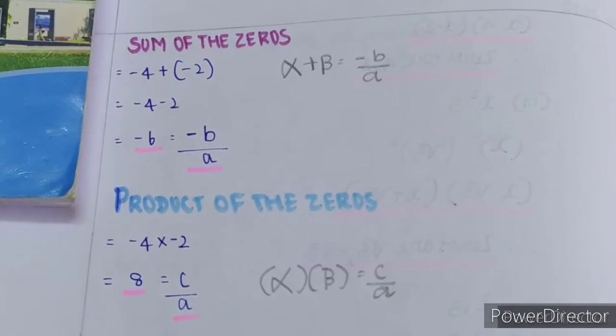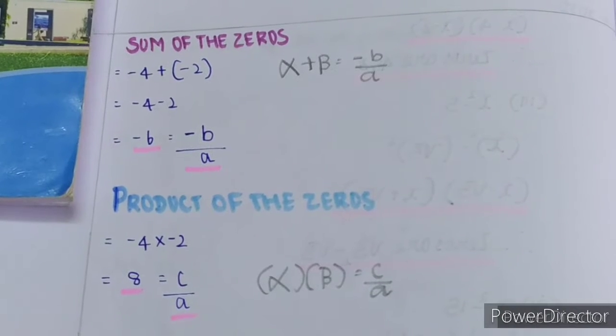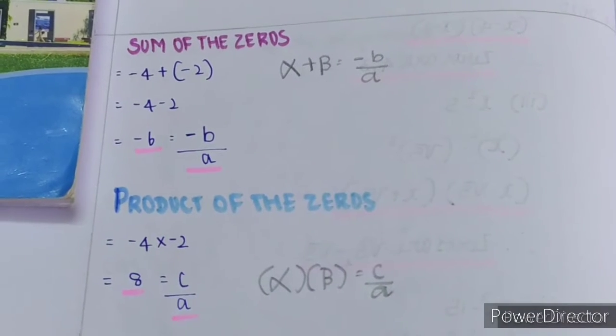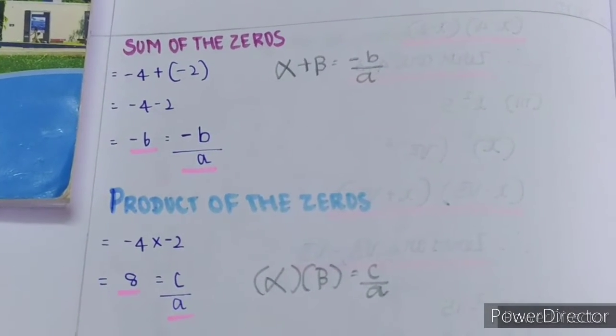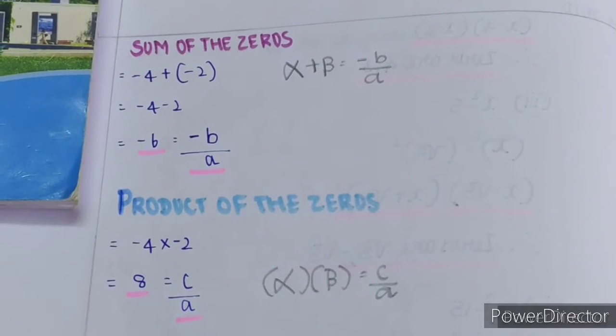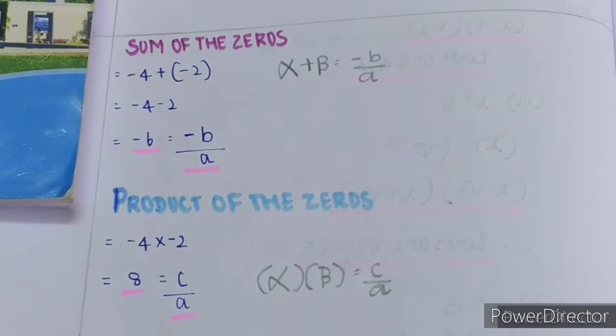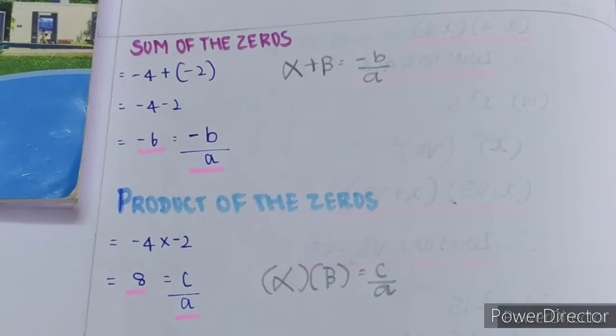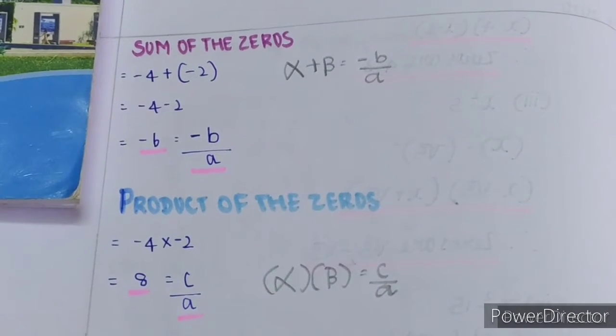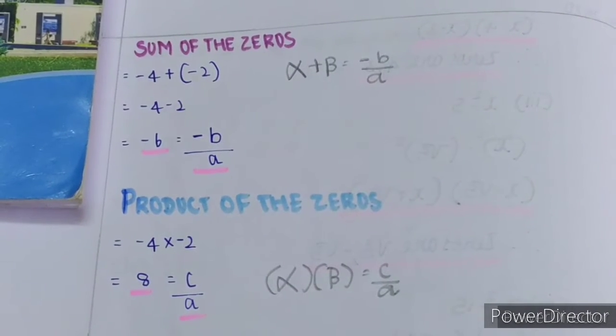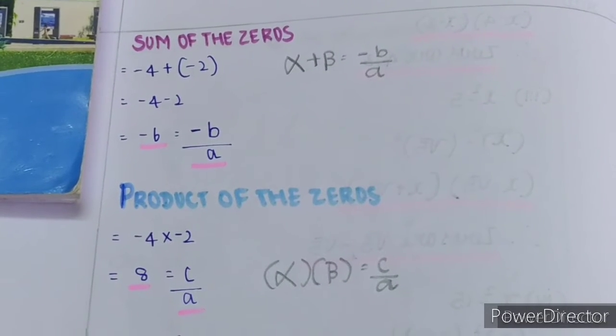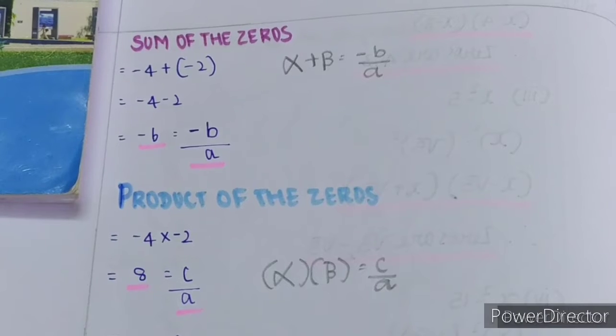Let's move on to the next part of the question. After finding the zeros, we need to verify the relationship between the zeros and their coefficients. Here you need to know two important formulas. Considering the two zeros as alpha and beta, the sum of the zeros, alpha plus beta, is equal to minus b by a, and the product of the zeros, alpha into beta, is equal to c by a.